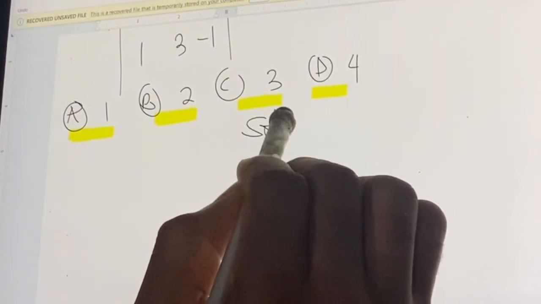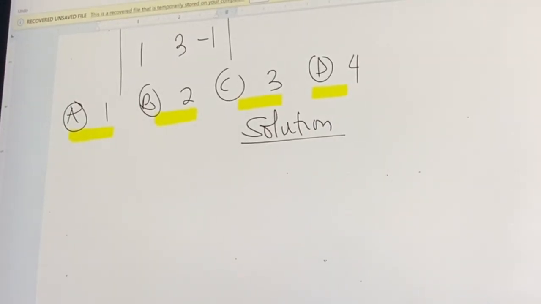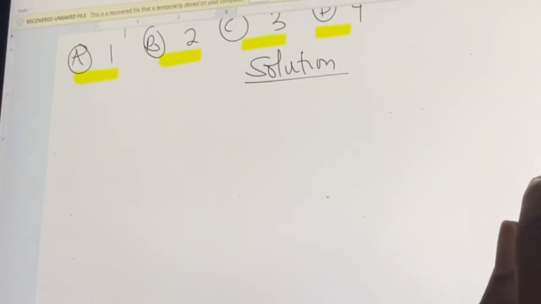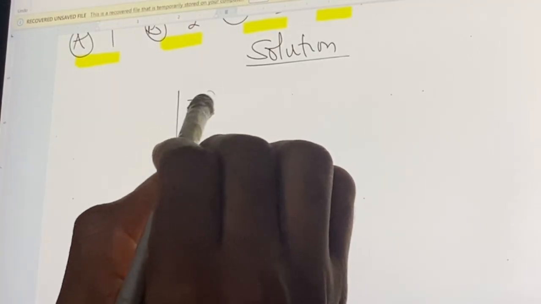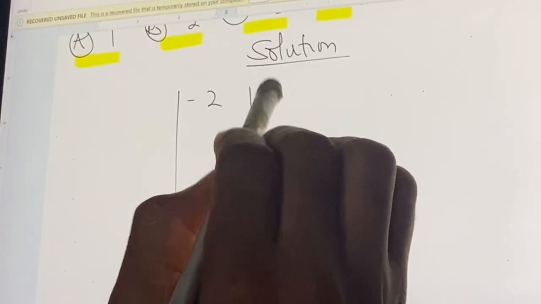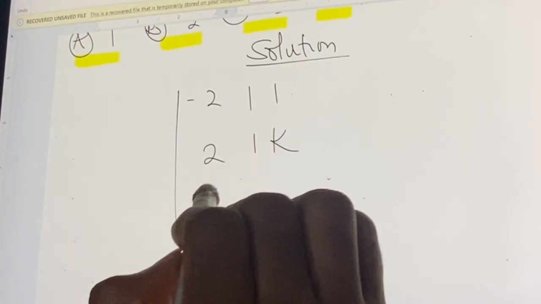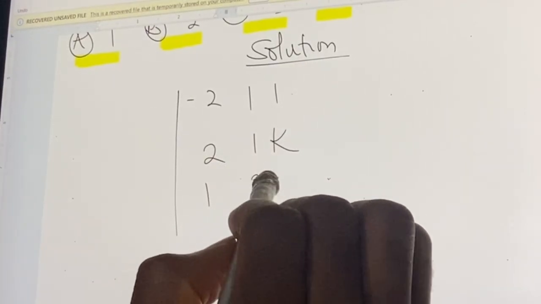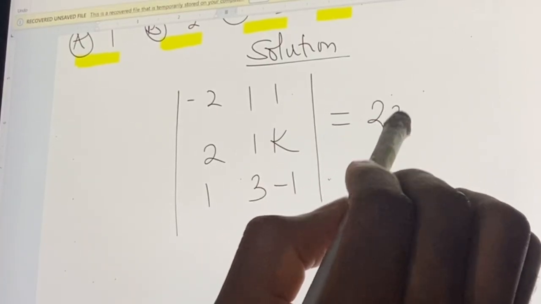Solution. So the first thing here is to reduce the matrix to 2 by 2 matrix. But before we reduce the matrix to 2 by 2 matrix, this matrix given to us here, let me just write it down. Minus 2 1 1 2 1 k 1 3 minus 1 is equal to 23.